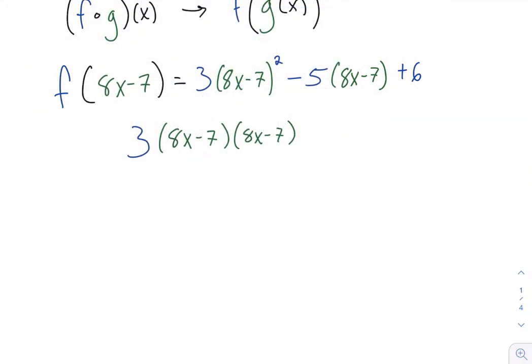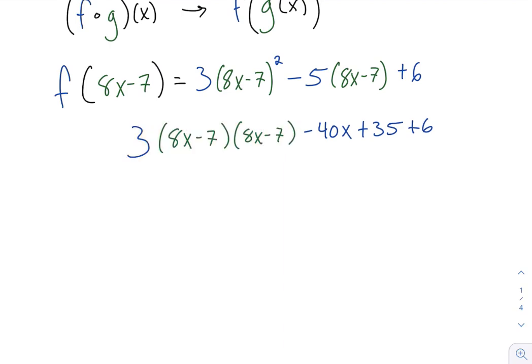Negative 5 times 8x is negative 40x. And negative 5 times the negative 7 is plus 35. And then plus 6. Now, we have multiplication in the beginning of this: 3 times 8x minus 7 times 8x minus 7.